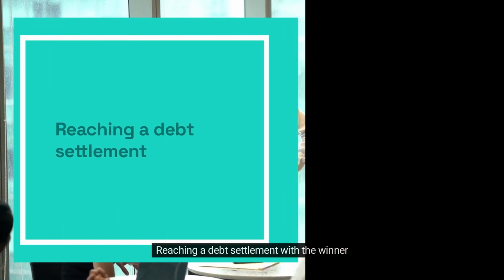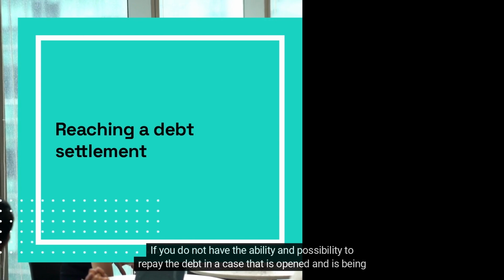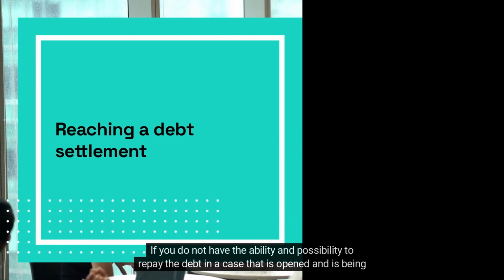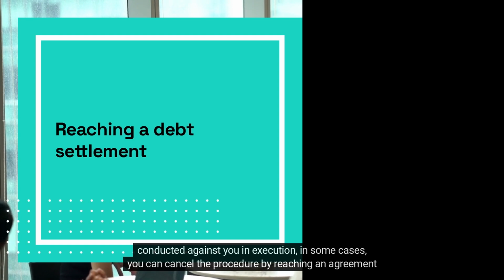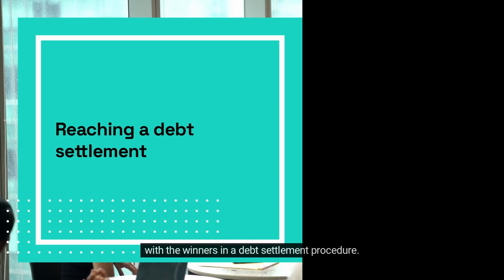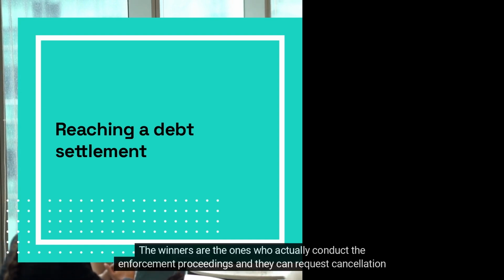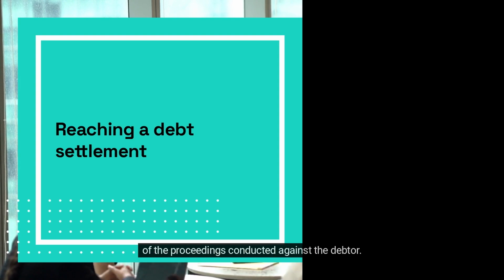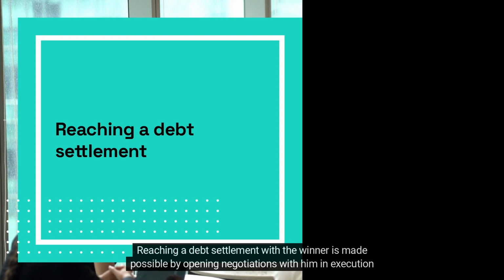Reaching a debt settlement with the winner. If you do not have the ability and possibility to repay the debt in a case that is opened and is being conducted against you in execution, in some cases, you can cancel the procedure by reaching an agreement with the winners in a debt settlement procedure. The winners are the ones who actually conduct the enforcement proceedings, and they can request cancellation of the proceedings conducted against the debtor.